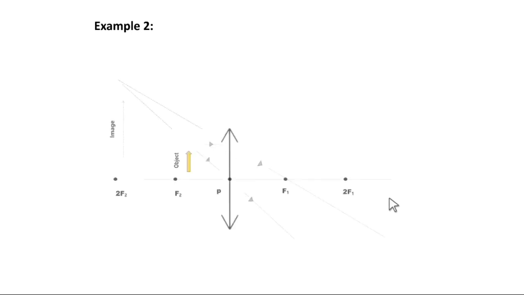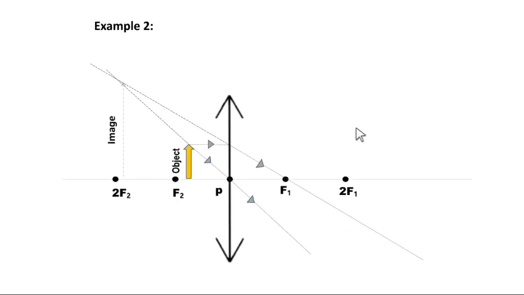Let us see one more example. In this example, everything is the same except image distance. Here image distance is negative. The image distance we have to measure from optic center to image. You are measuring in the direction opposite to incident ray, so that's why image distance is negative.